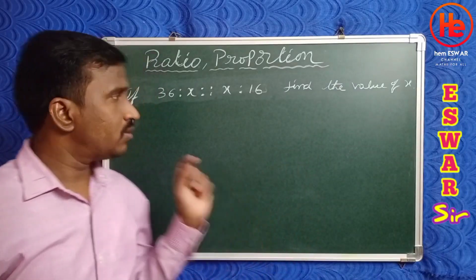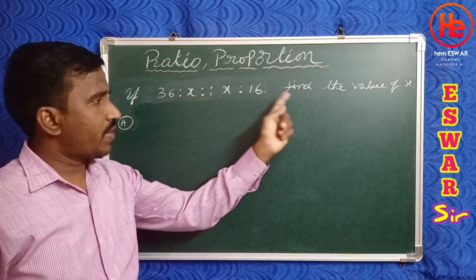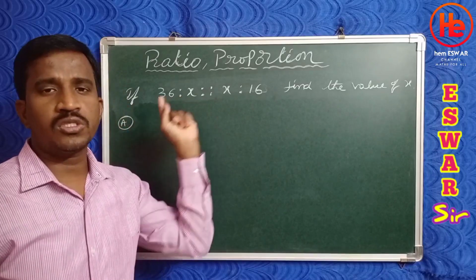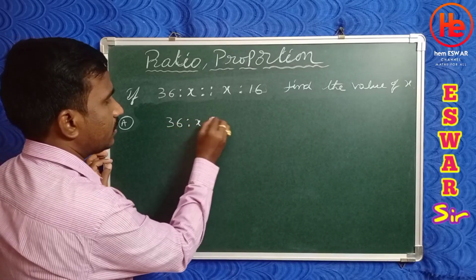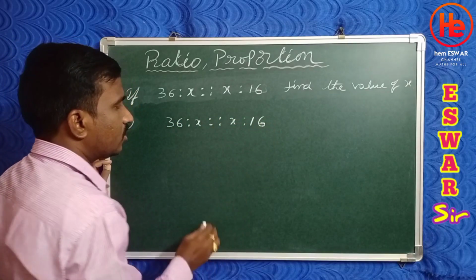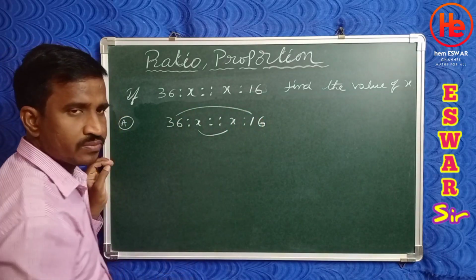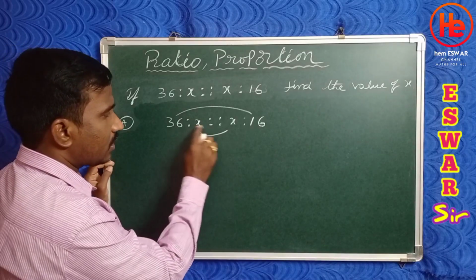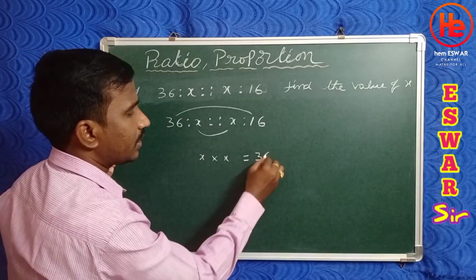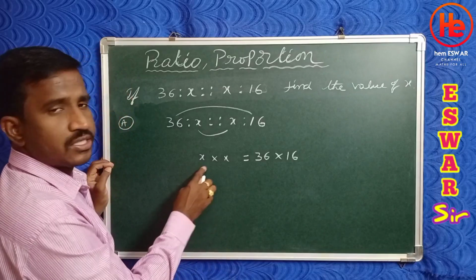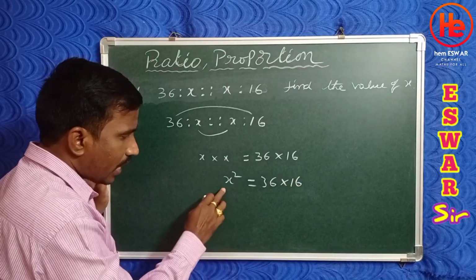Now take one more example. Here 36 is to x as x is to 16. Find the value of x. "Is as" means both ratios are in proportion. That's why 36 is to x is as x is to 16. For these two ratios in proportion, product of means equals product of extremes. Now what is the product of means? x and x. That's why x into x is equal to the product of extremes, 36 into 16. So x into x means x square. Now 36 into 16.